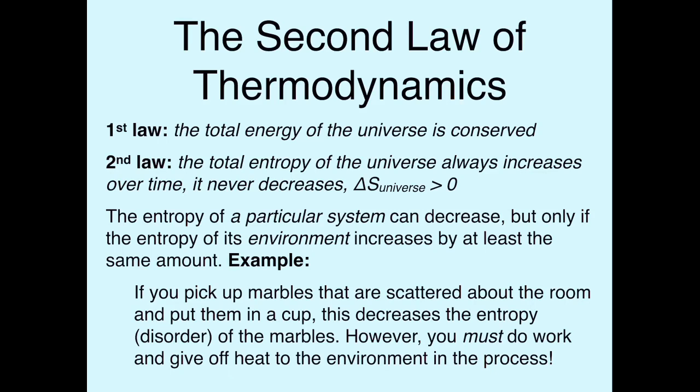Okay, so let's get a little bit more into the specifics here, okay? You can certainly have a system that you're looking at where the entropy of that system is decreasing. But the only way that can happen is if the entropy of the environment around it is increasing by at least the same amount. Okay, so in other words, you can decrease entropy in one place, but only if you increase the entropy in another place by at least as much. So when we look at the total entropy change of the universe for that process, it's always going to be positive, it's always going to be going up.